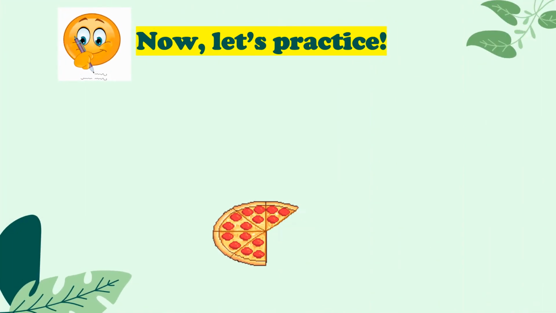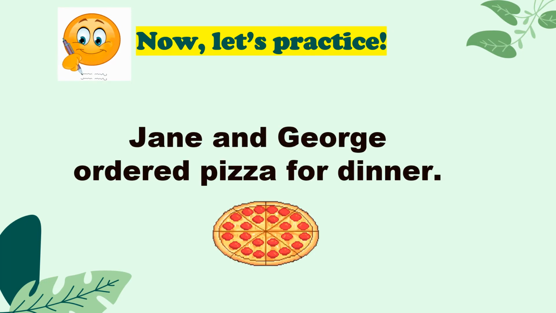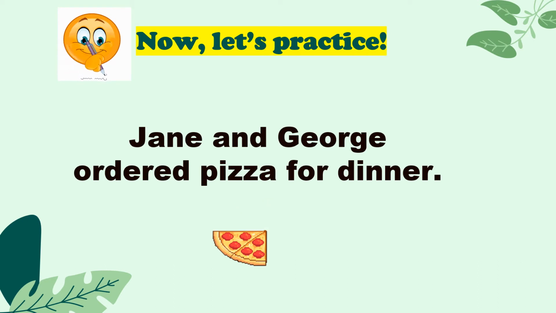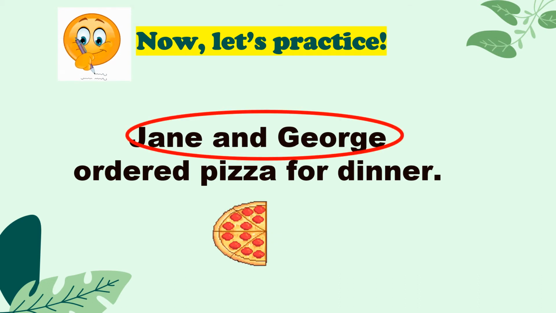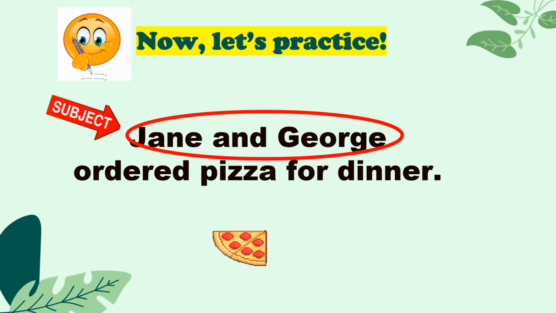Now let's practice in identifying subject and predicate in these given sentences. The first one is, Jane and George ordered pizza for dinner. What do you think is the subject and the predicate in this sentence? Let's have subject first. Who ordered pizza for dinner? If your answer is Jane and George, then that means this is our subject. So remember, kids, the subject tells us who or what the sentence is all about. In this case, it's about Jane and George.